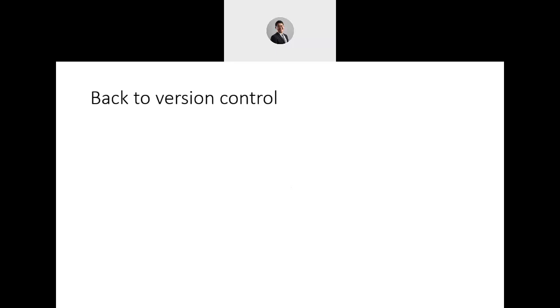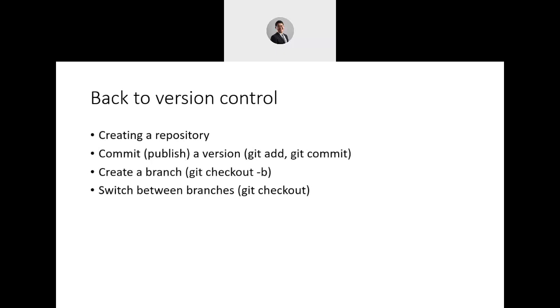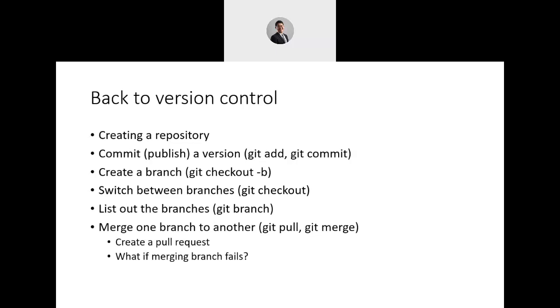What we're going through today is the whole process with all of you, to make sure you know how to utilize Git and what commands you have to use in Ubuntu. We will create a repository on GitHub. We will commit versions with these commands. We will create a branch, switch between branches, and list out what the branches are right now. We will merge a branch into another branch. We will see what happens.